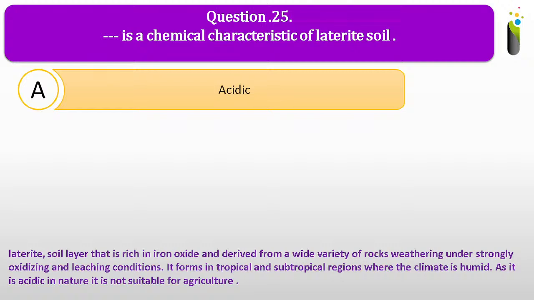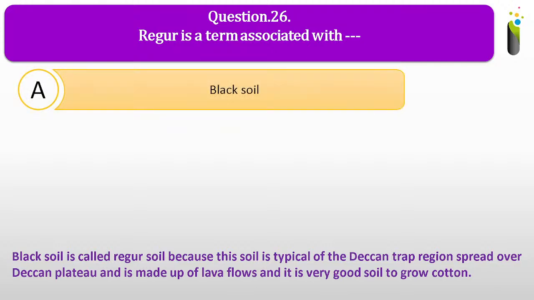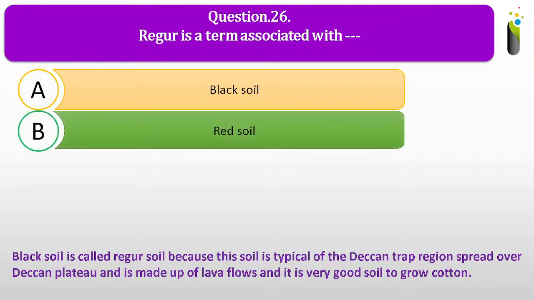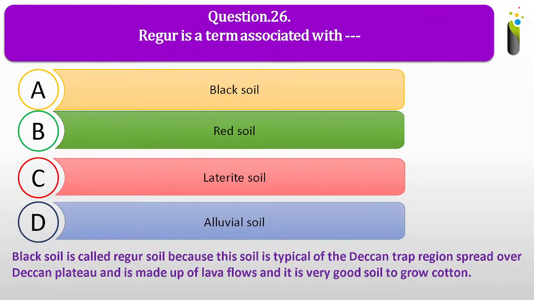Yes, Jatinder, we are speeding up. Question number 26. Rigor is a term associated with dash. A. Black soil. B. Red soil. C. Laterite soil. D. Alluvial soil.